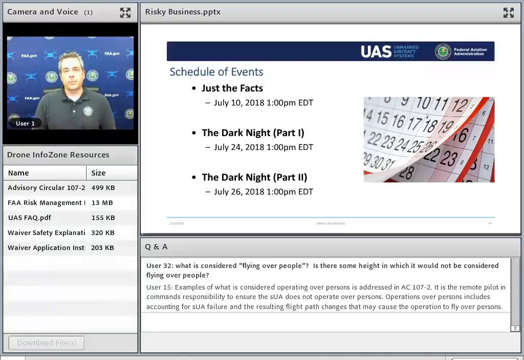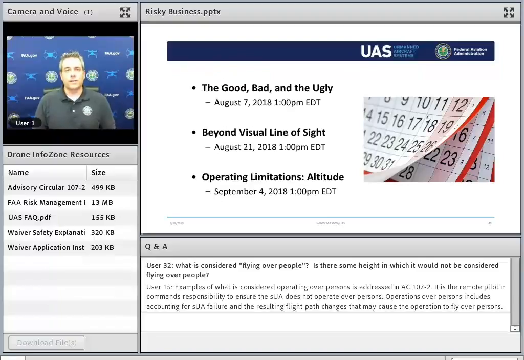So taking a look at the scheduled events coming up, on July 10th, we talk about Just the Facts, which is a very specific presentation on what data we want to see and what data is important to include in your waiver application. And then we get into a 2-part series on the dark night, which is really about how you get your daylight waiver application approved, in terms of what you should be doing with your application. We really want to focus on that because that is our most popular waiver request.